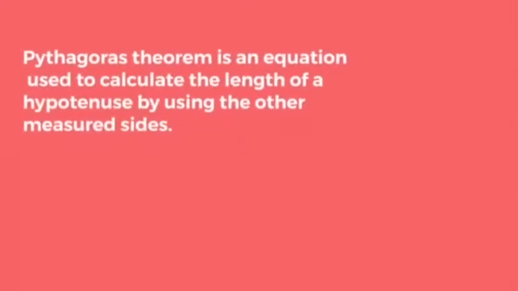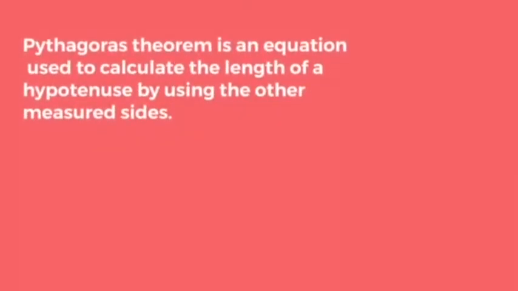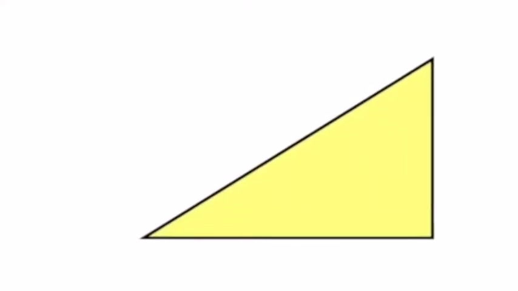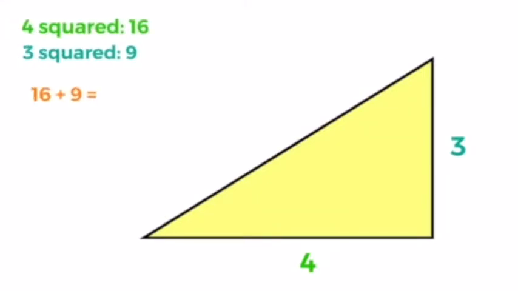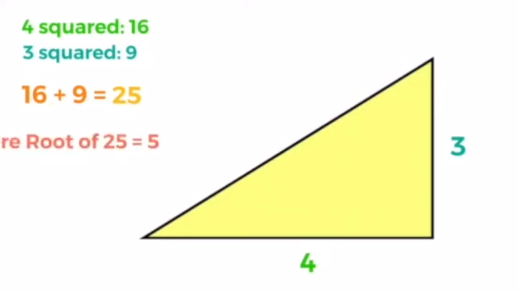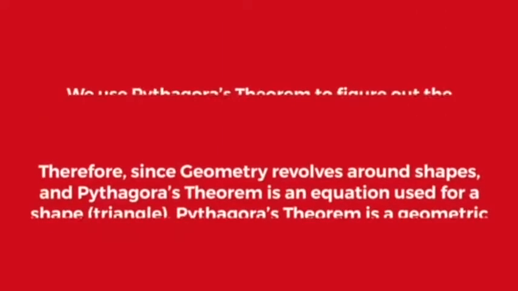Pythagoras' theorem is an equation used to calculate the length of the hypotenuse by using other measured sides. For example, if the adjacent equaled 4 and the opposite equaled 3, by squaring both, we get the additional equation of 16 plus 9, which gives us a sum of 25. Since 25 equals the length of the hypotenuse squared, the hypotenuse is the square root of 25. Therefore, the hypotenuse has a length of 5.